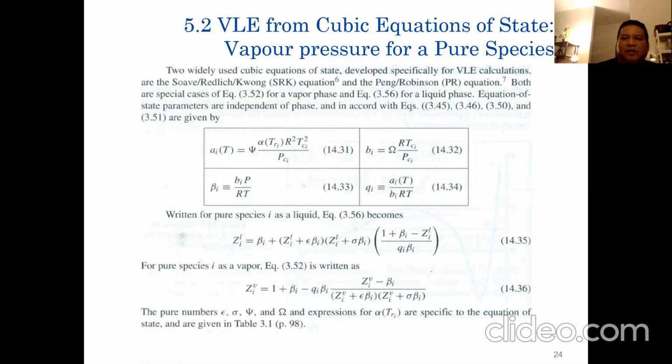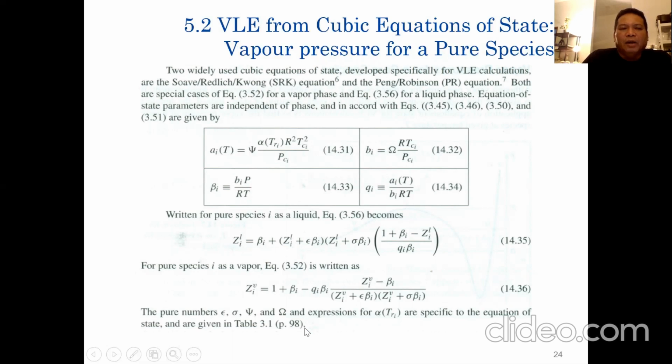VLE for cubic equation of state, vapor pressure for a pure species. This is for the VLE calculation. Now we use the Soave-Redlich-Kwong (SRK) equation, and also the Peng-Robinson equation. This is from our chapter 1 before. We can use this equation to look for A, B, beta, and q. These are all the values that you need. This is for the liquid, and this is for the vapor. For pure species, all these values are given in Table 2.1 on page 98.